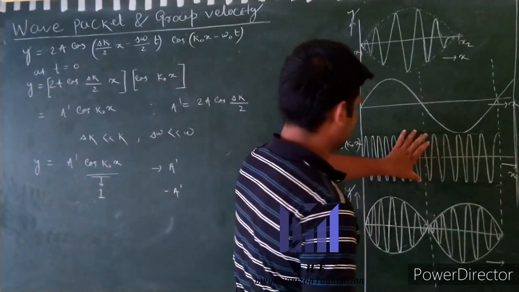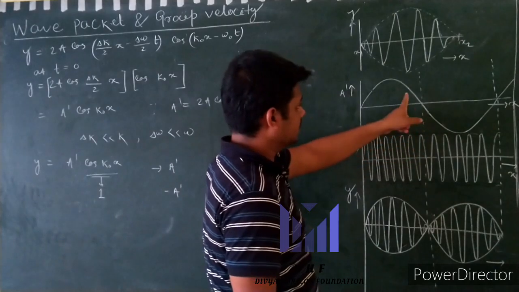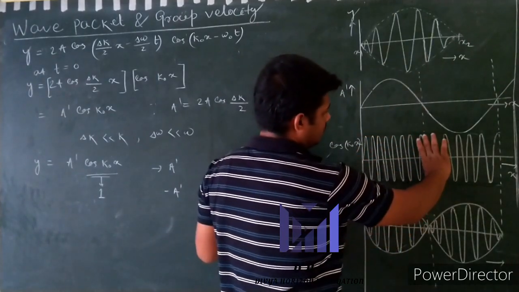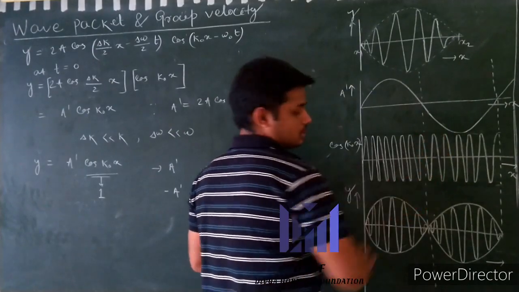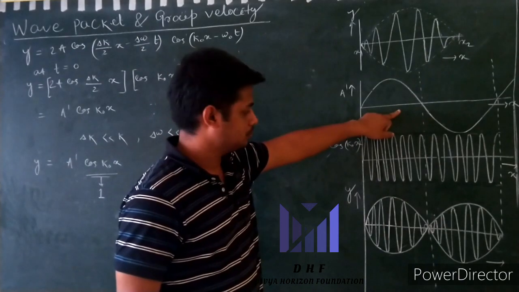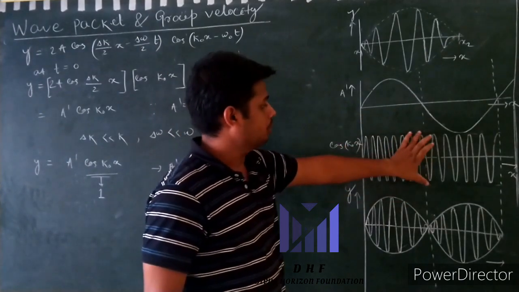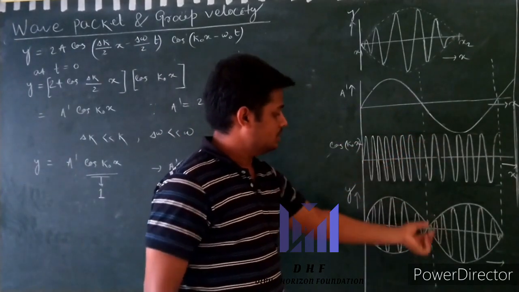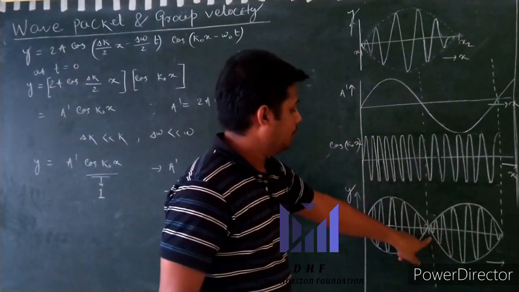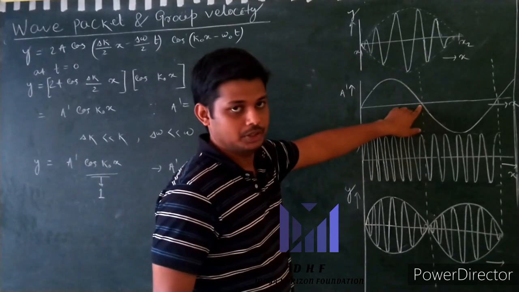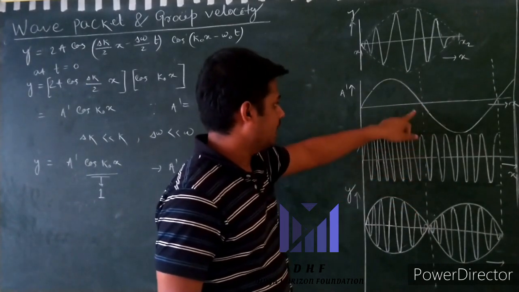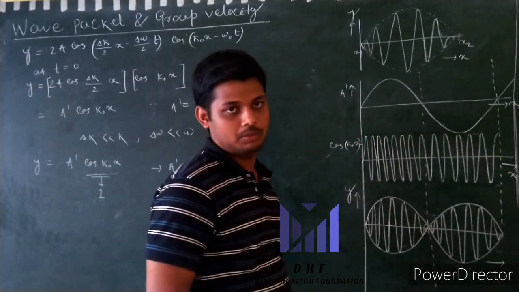Look at this region. In the absence of this waveform, the second waveform will have this much amplitude at this point. Due to the presence of the first waveform, the amplitude of this mixed waveform is 0 here, and this amplitude is equal to the amplitude here. So we can say that the second waveform is guided by the first waveform.